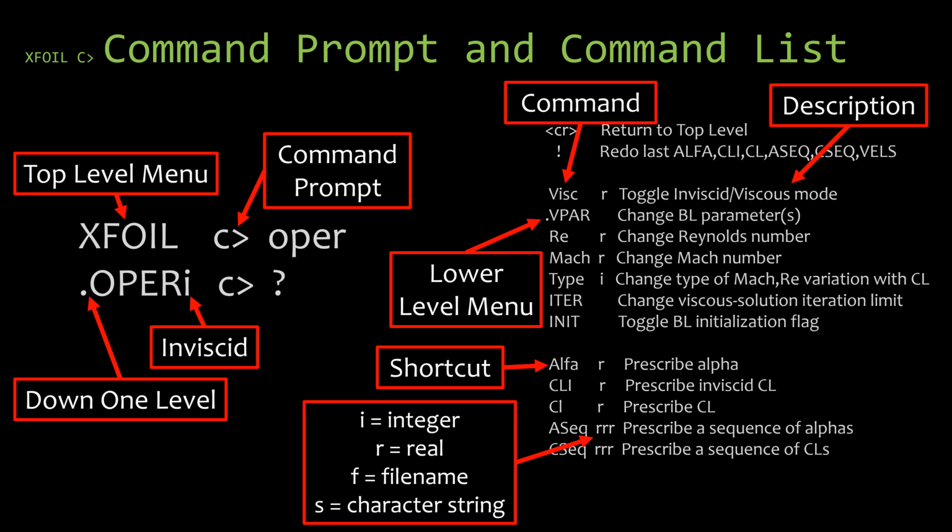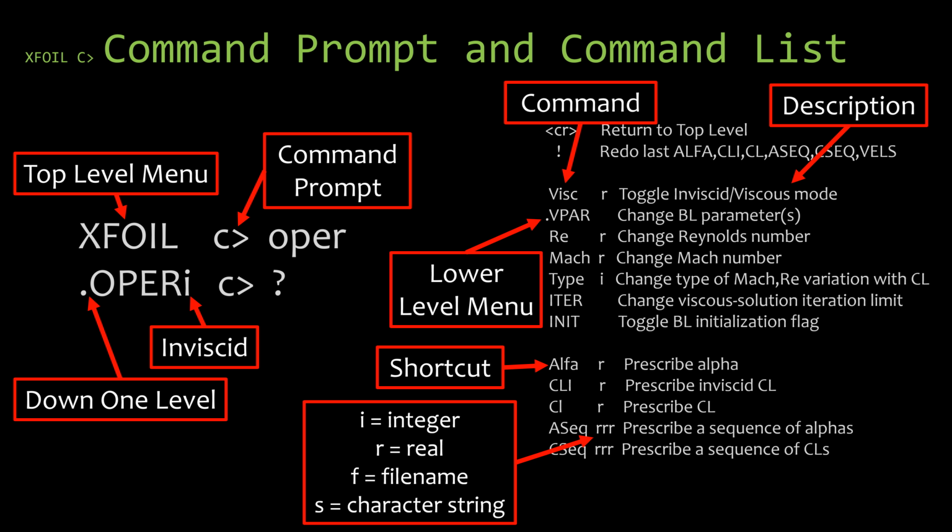Now, in case you forget what level you're at, that's what the period is for. So there's one period, which means I'm down one level. If I were here at the OPER command prompt and entered a sub menu of this menu, then I'd be getting down 2 layers from the top level, and so I would see 2 periods there. So that's kind of what's happening to the left of the command prompt.